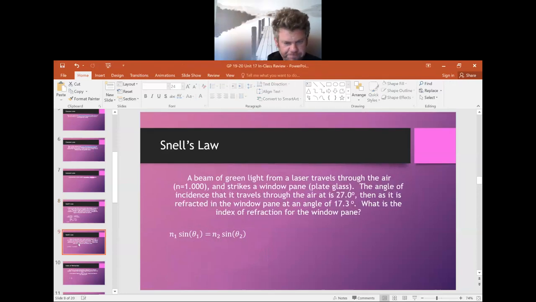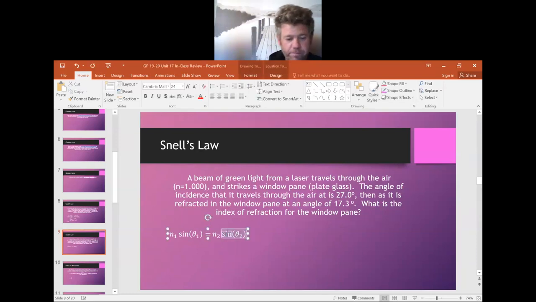Next one. For this one, we've got a green laser with an n of 1. It strikes a window pane or plate glass. The angle of incidence that it travels through the air at is 27 degrees. Then it is refracted in the window pane, so our angle of refraction is 17.3. What is the index of refraction for the window pane? Here we go.